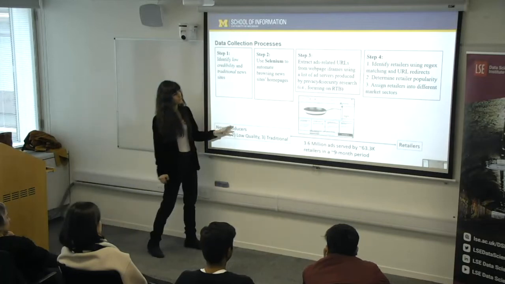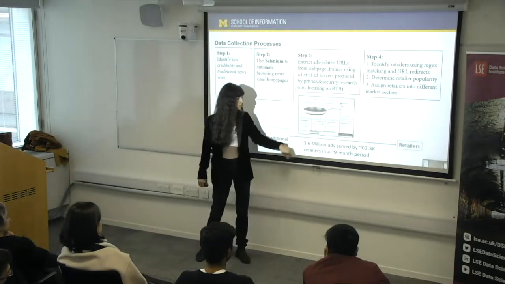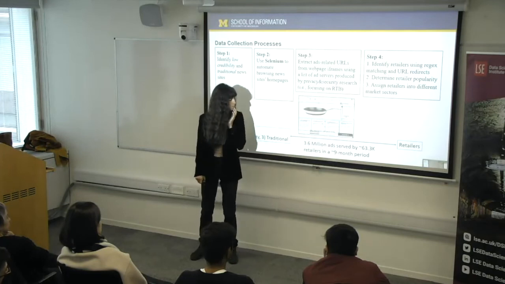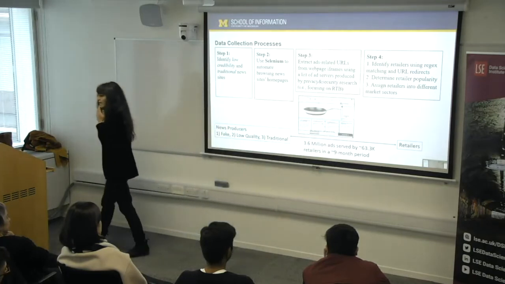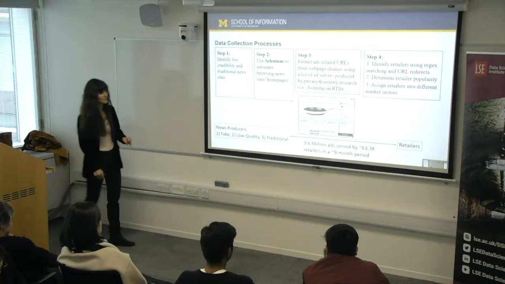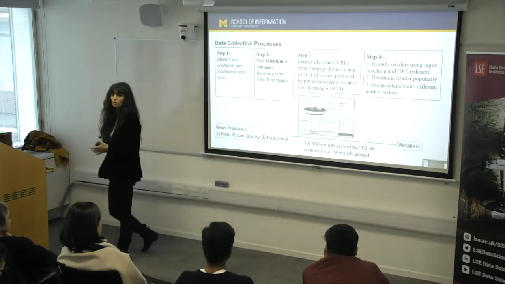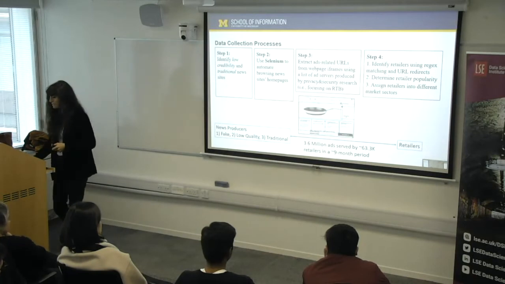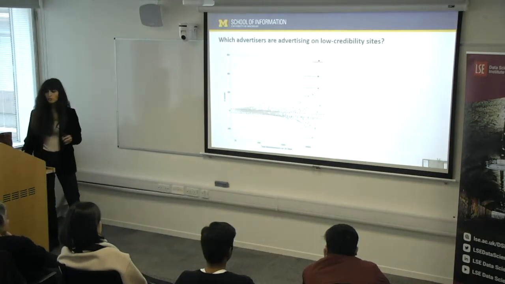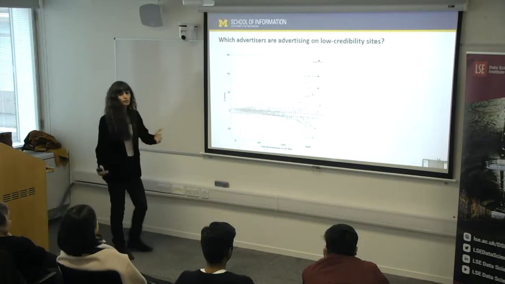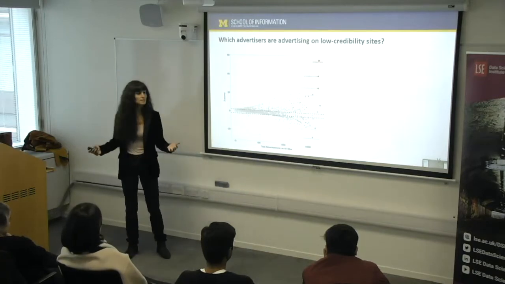This study was after the first one, so we had more time to collect data. So this was a 9-month period, 3.6 million ads served by, you can see, 63,000 retailers. I think there is a really long tail, a big list of retailers here. So the first question was, what kind of retailers are we seeing on what kind of websites?